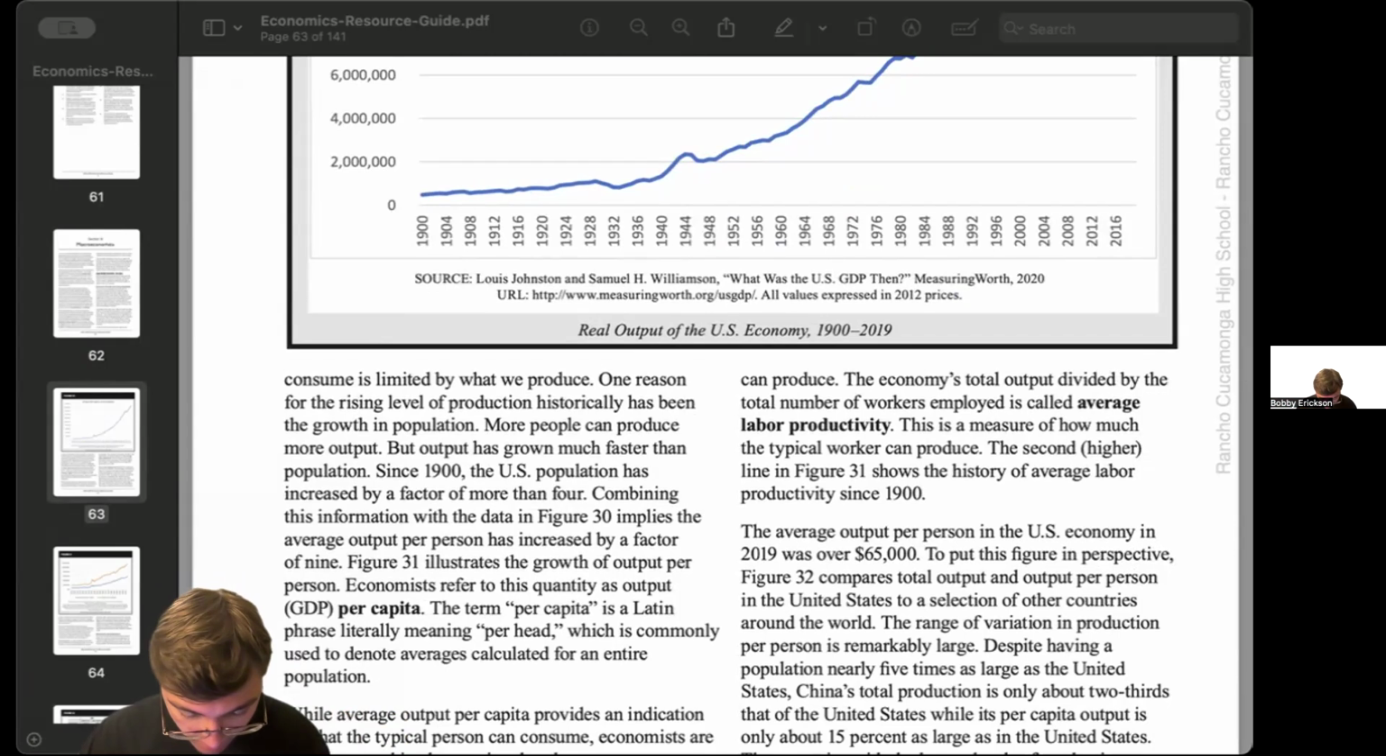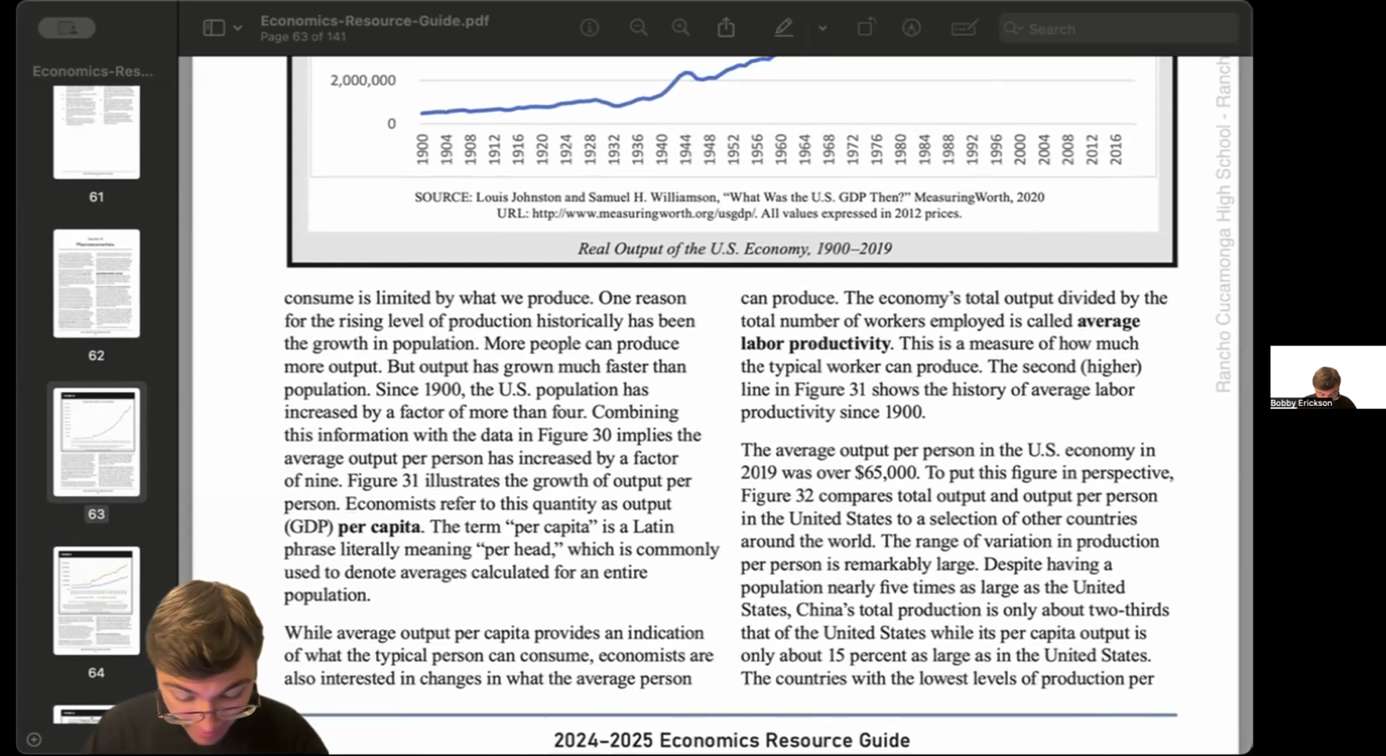Well, the answer here is, I suppose we'll get to it, because first we want to understand how we know that the overall output per person has increased. Well, we look at the GDP per capita. So that's the average output per person. Since 1900, the average output per person has increased by a factor of 9. So overall, 9 times more. And we call this GDP per capita, where per capita is the Latin phrase meaning per head, and it's used to denote averages for an entire population.